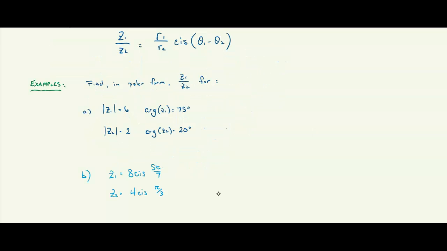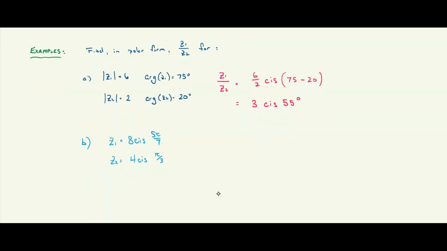Okay, some examples. Here we are, a couple of examples. Z1 and Z2 given to us in two different formats. So Z1 over Z2 in part A here. R1 and R2 are given to me as the moduli of Z1 and Z2 respectively. So it'll be 6 over 2 cis. Now what are we doing? We're taking 75, which is the argument of Z1, and subtracting 20, which is the argument of Z2. So that is clearly 3 cis 55 degrees.